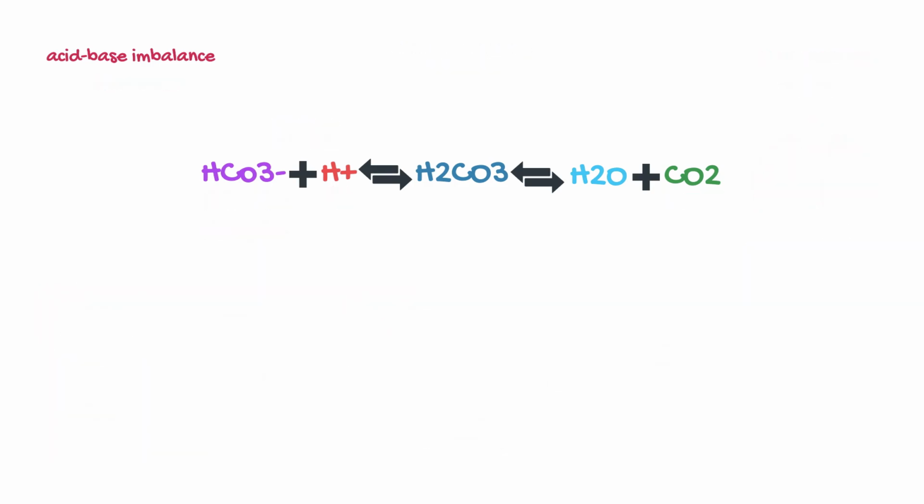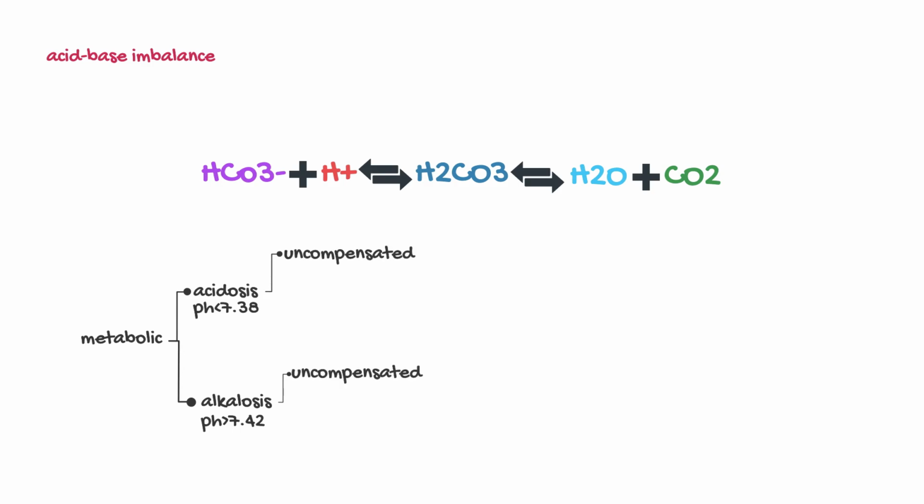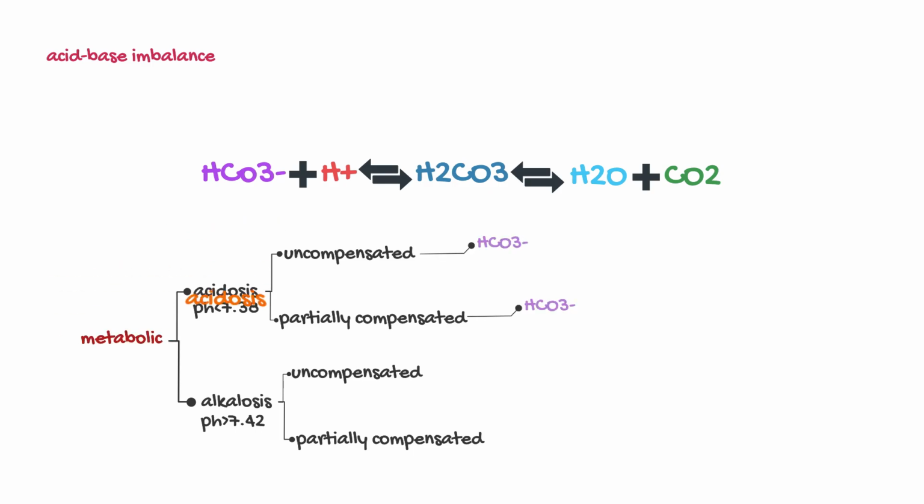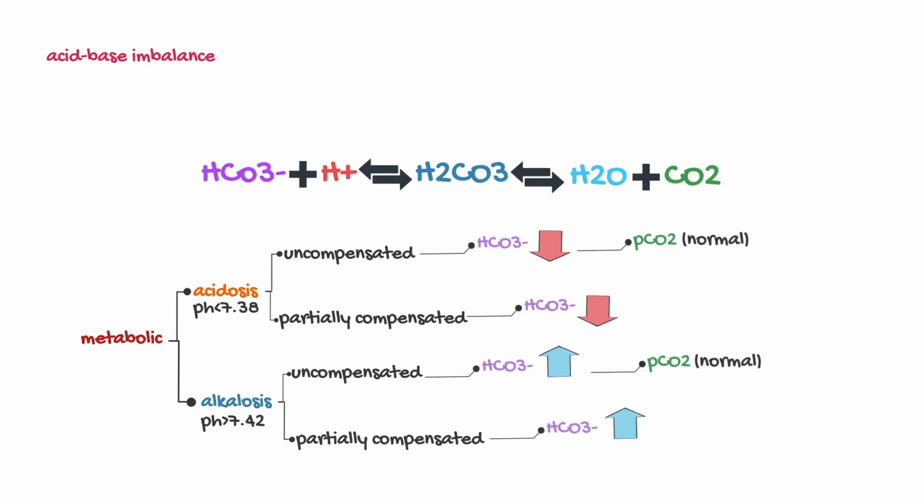Okay, as a quick recap, metabolic disorders are either acidosis with pH less than normal, or alkalosis with pH higher than normal. And they are either uncompensated, which means they started very recently, or partially compensated by lungs. The level of bicarb in metabolic acidosis is always decreased, while in metabolic alkalosis, it is always increased. And if the PCO2 is normal, the situation is not compensated yet.